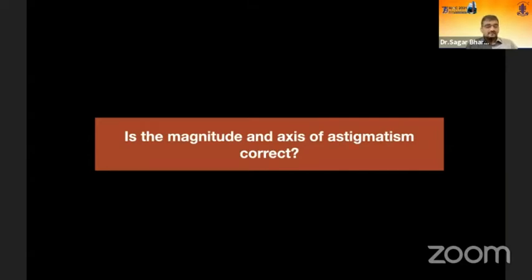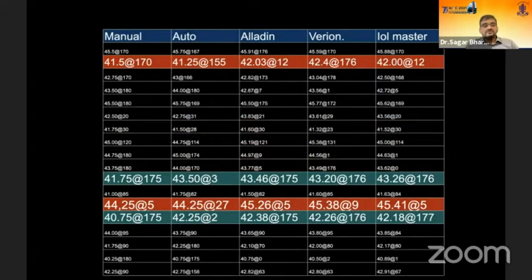Now, we all know that there are many ways of measuring corneal astigmatism. So in our place, we did a small study of about 18 eyes of young interns who join us for optometry. And we basically did manual keratometry, autokeratometry, Aladdin measurements, Verion, and IOL Master 700.